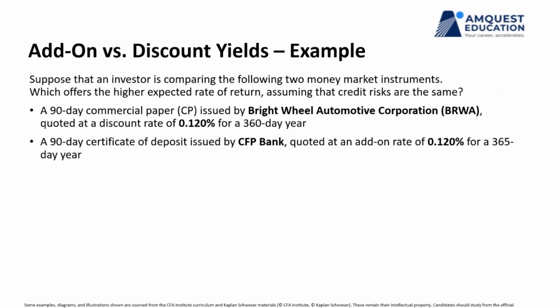As an example, suppose that an investor is comparing the following two money market instruments, which offers the higher expected rate of return, assuming that credit risk are the same. So now we need to estimate where the return is higher. A 90-day commercial paper issued by Bright Wheel Automotive Corporation quoted at a discount of 0.12% for a 360-day year, and a 90-day certificate of deposit issued by CFP Bank quoted at an add-on rate of 0.12% for a 365-day year.